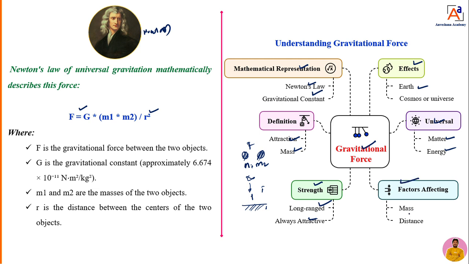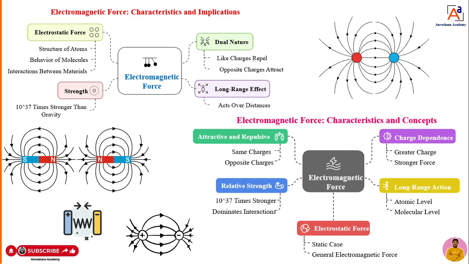These are some factors affecting it: mass and distance. This is the gravitational force, dear students. Next, the electromagnetic force. This is the force which occurs between two charges. If the charges are different, if they are opposite, one positive and one negative, then they are going to attract. That force we call an attractive force.